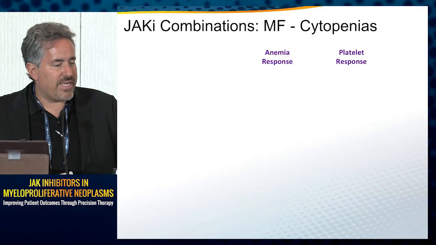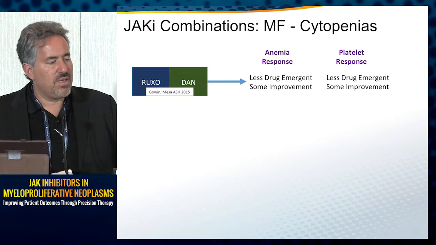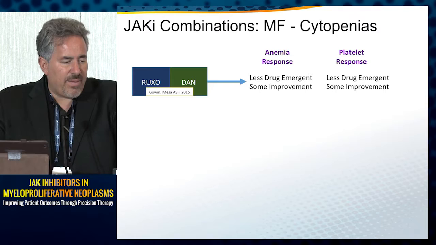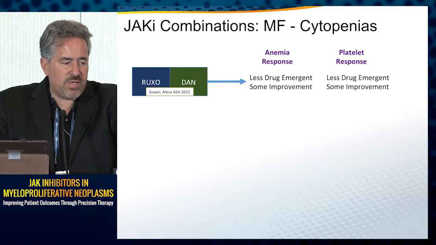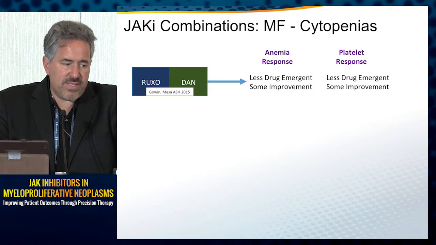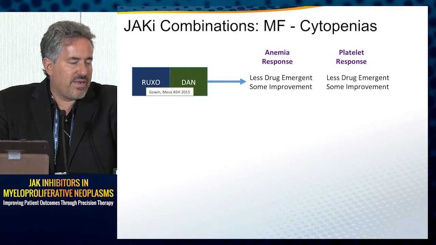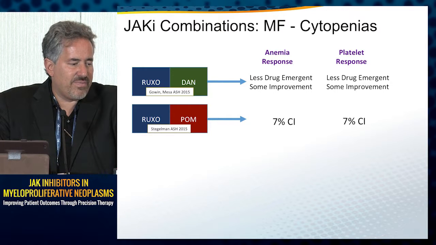Now, what about combinations? The experience has been mixed. Our group led a combination study of ruxolitinib with danazol, less drug-emergent cytopenias, and some improvement in baseline cytopenias. I'll show you that data in a moment. Not overwhelming, but not negative either, and danazol can be frequently fairly inexpensive and safe to give.